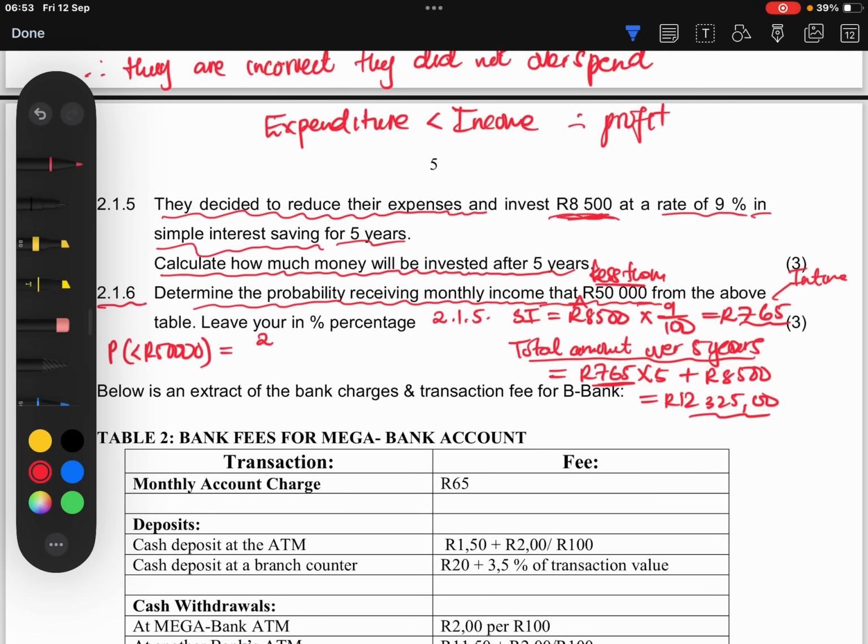So the probability of getting an income that is less than 50K is going to be, how many are there? It's two out of how many months? 6 months. They say leave your answer in a percentage. If you leave your answer in a percentage, you don't have to simplify the fraction. You just multiply by 100. It's going to be 33.333, so rounded off to one decimal place, it's 33.3%, right?